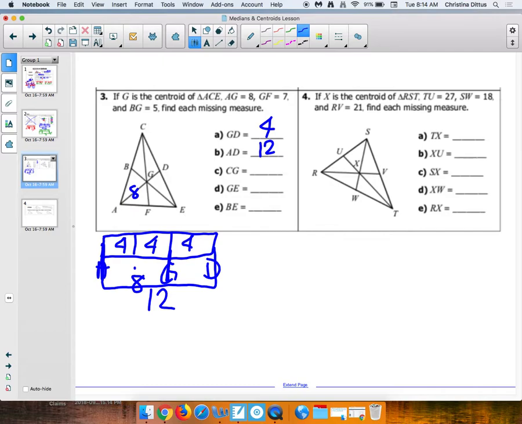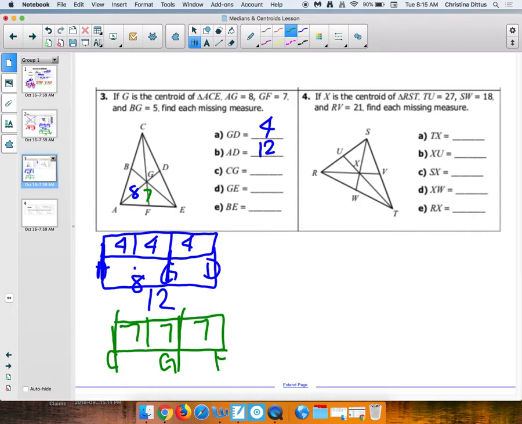If you use those formulas we had in the beginning, GD has to be half of this, which is 4, and then add them, you get 12. GF, it says this is 7. Is that 1 box or 2? 1, good. Make sure your vertex thing gets the 2 boxes. So we got C, GF. GF is 7, so what's each box? 7. Let's see what we can fill in here. CG has to be 14. Can we fill in anything else? I don't think so.